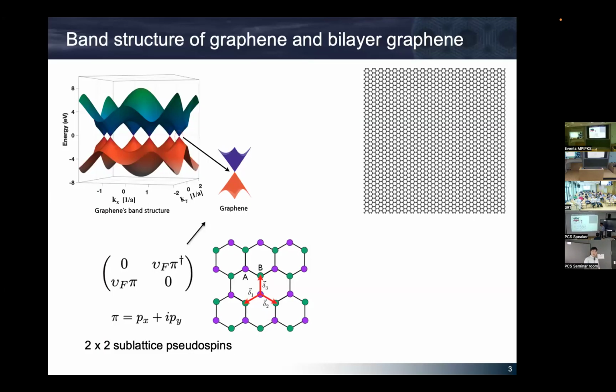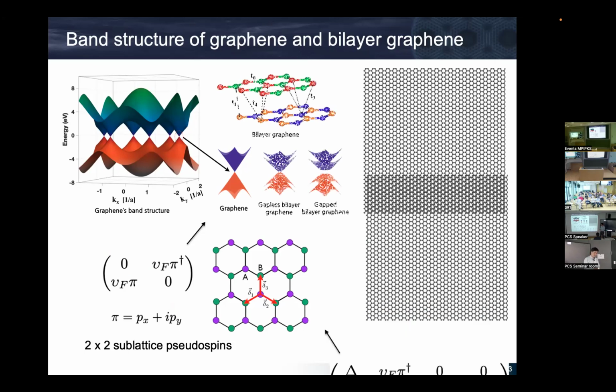There are super experts here in the audience about graphene, so it's almost needless to say, but for the sake of the people that are not familiar, I just remind you that graphene consists of two sublattices. It can be represented with this Dirac Hamiltonian in the basis of sublattice pseudospins. It has a linear band dispersion, and we have two distinguishable Dirac modes. And with spins we have in total 4 spin valley flavors.